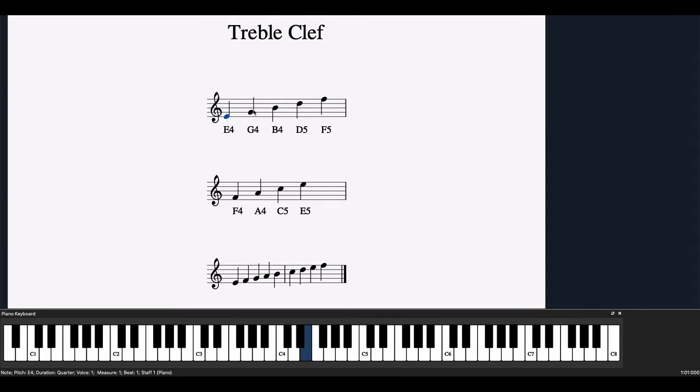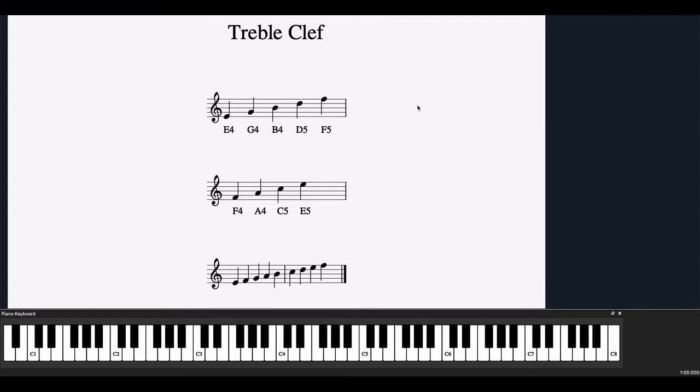E, G, B, D, and F. Some people find it useful to use a mnemonic device to remember the lines or spaces of any given clef. A common one you hear a lot is every good boy does fine, to remember the lines that correspond to the treble clef. Another one I like is every good burger deserves fries.